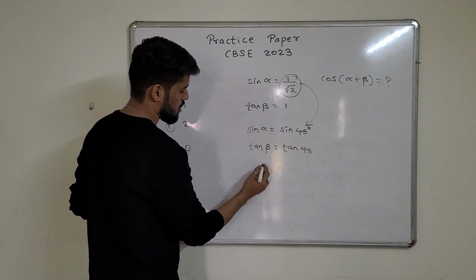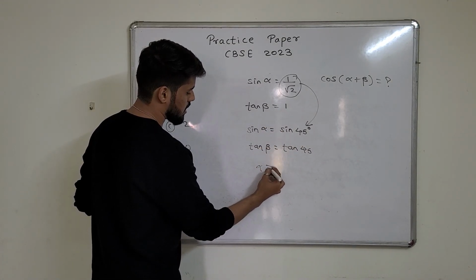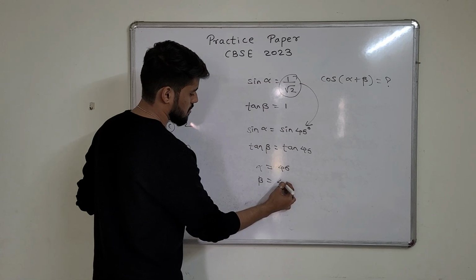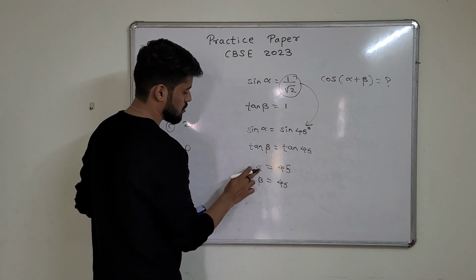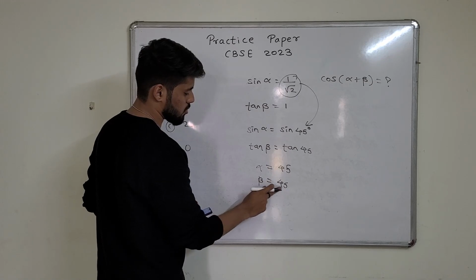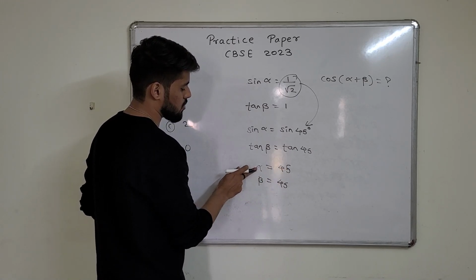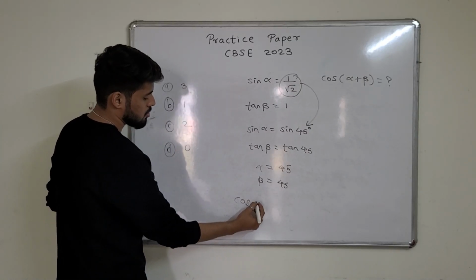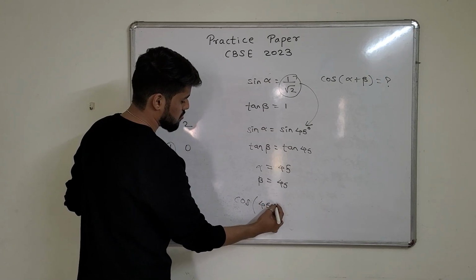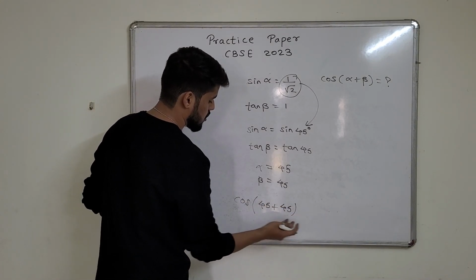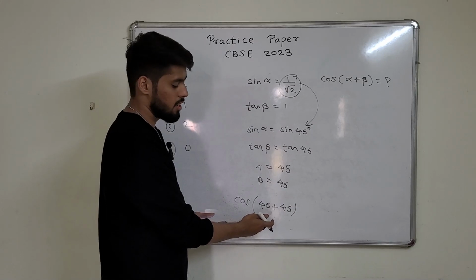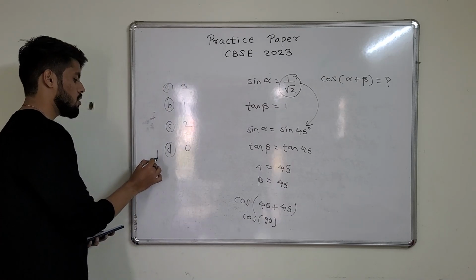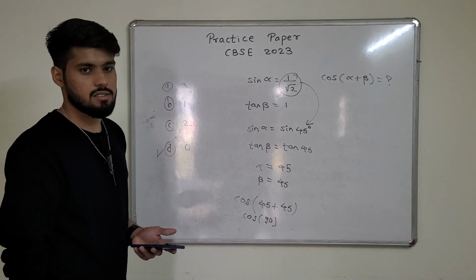So now अगर हम देखेंगे तो अल्फा का वैल्यू हमें मिलेगा 45 as well as बीटा का वैल्यू हमें मिलेगा 45, right? So value of alpha is 45, beta is also 45. Just substitute the values of alpha and beta in this bracket. So cos 45 plus 45 is cos 90. Cos 90 का वैल्यू क्या होता है? Cos 90 का वैल्यू होता है 0. Option D is the right answer.